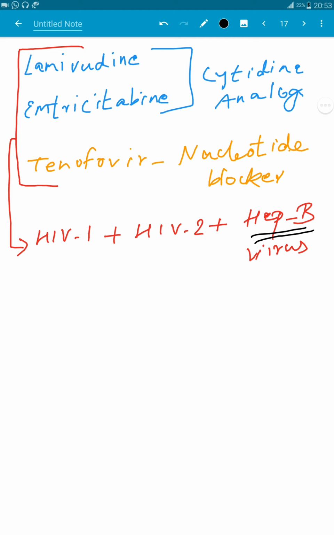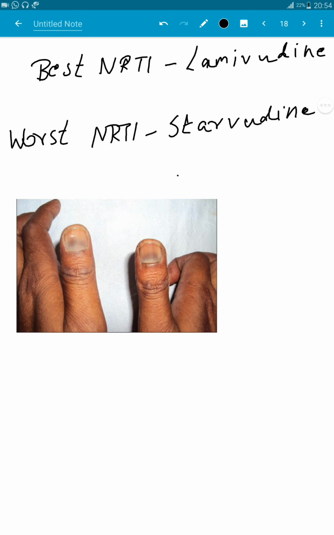Lamivudine and emtricitabine are cytidine analogs, but tenofovir is a nucleotide blocker. The mechanism is different, but it can be used for hepatitis B virus. Next, the best NRTI is lamivudine, and the worst NRTI, I said no, it is stavudine.